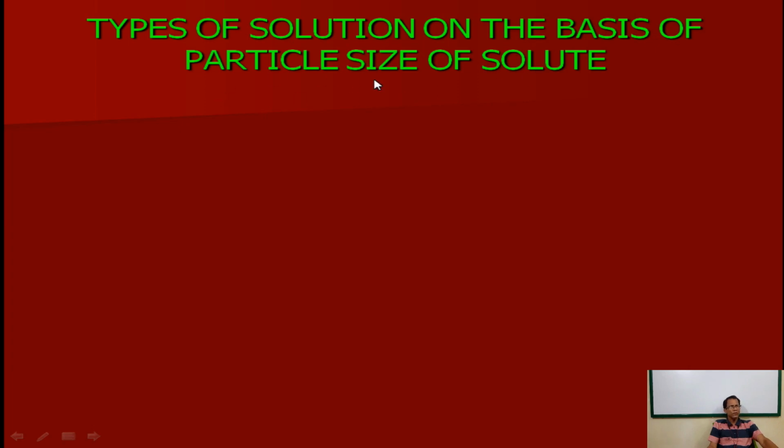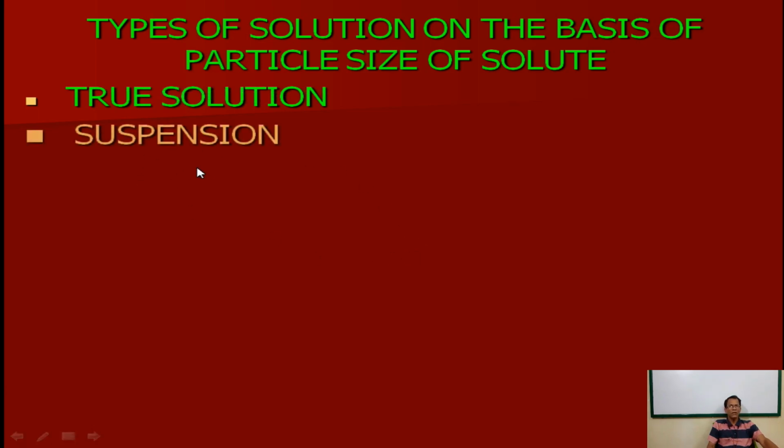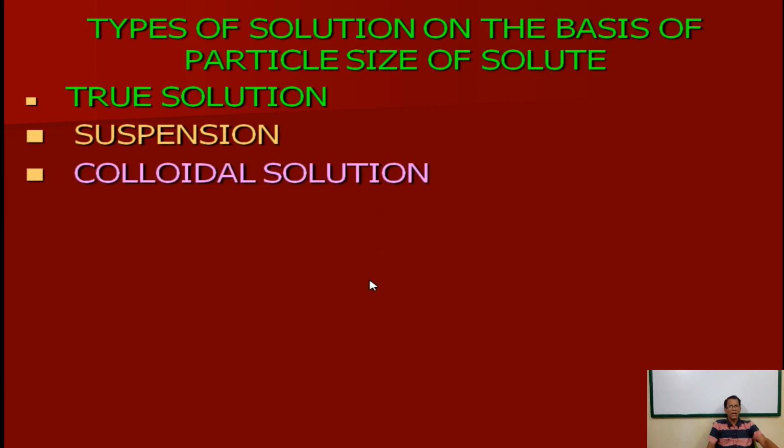Types of solution on the basis of particle size. Previously we discussed the types of solution on the basis of amount of solute. Here are the types of solution on the basis of particle size. Generally there are three types: true solution, suspension and colloidal solution.